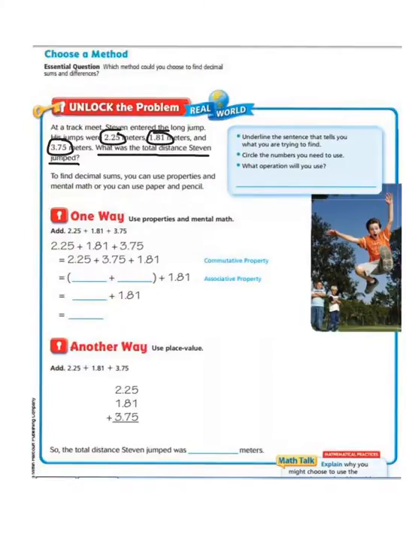Now, it asked, what operation will you use? Well, it kind of tells us in this word problem. It says, what was the total? And we know that total means to add. We also have three different length jumps that he did, combined with and, which also means to add. So we would be using addition.